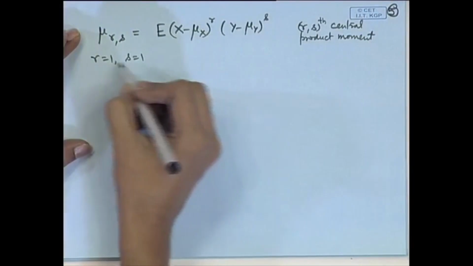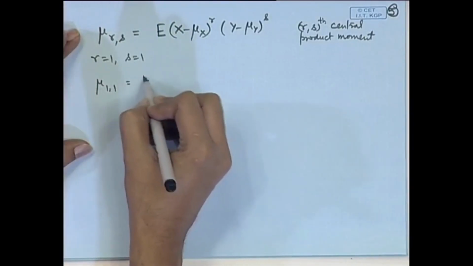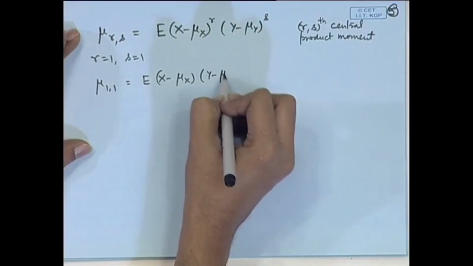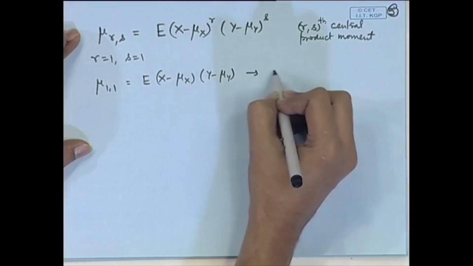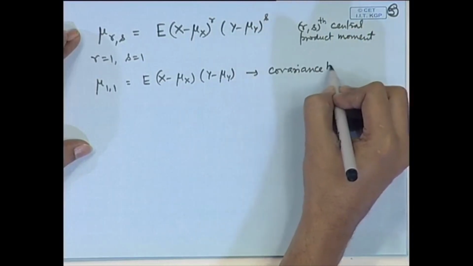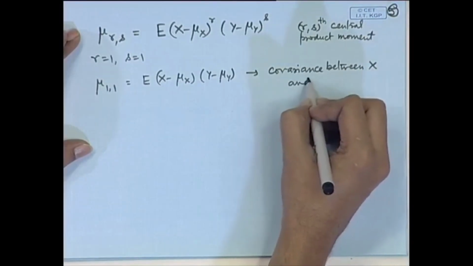So, if we consider both r and s to be 1, that is expectation of (x minus mu x) into (y minus mu y), this is called the covariance between x and y.